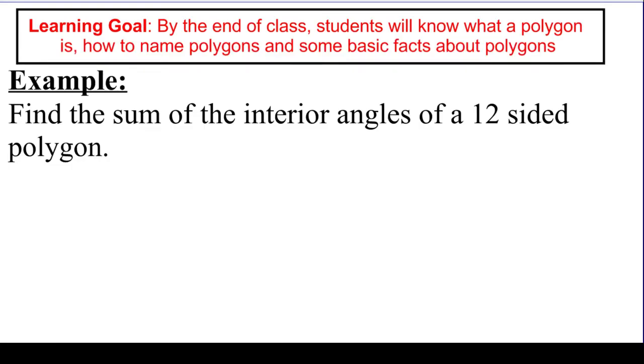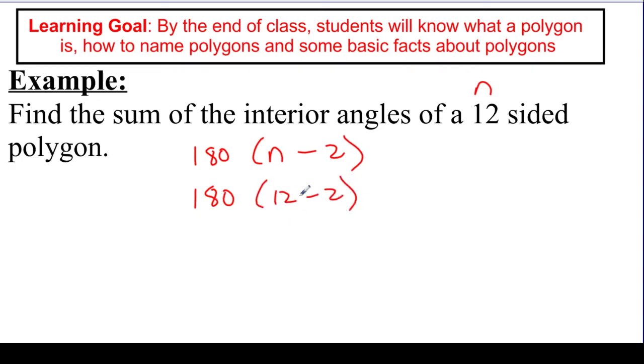Now an example: find the sum of the interior angles of a 12-sided polygon. A 12-sided polygon is called a dodecagon, but we can call it a 12-sided polygon as well. We're going to use our formula. Instead of drawing a picture, counting how many triangles there are and multiplying it out, we say the formula is 180 degrees times the number of sides minus 2. Here n, the number of sides, is 12. 12 minus 2 is 10, so 180 times 10 is 1800 degrees. So every dodecagon, every 12-sided polygon, has 1800 total degrees when you add up all of its interior angles.